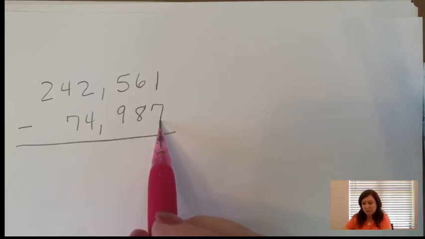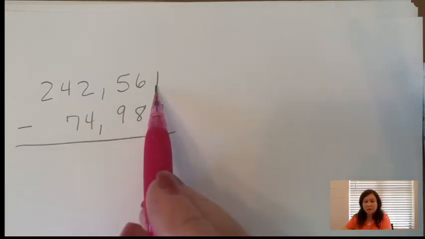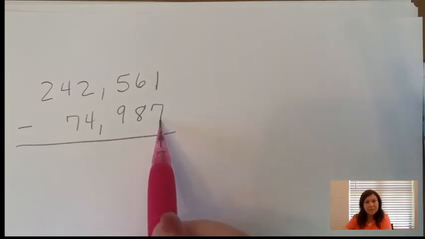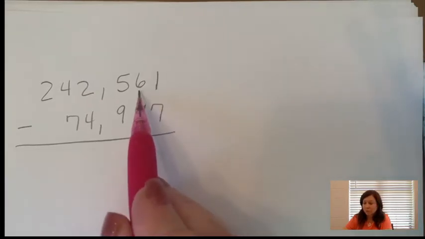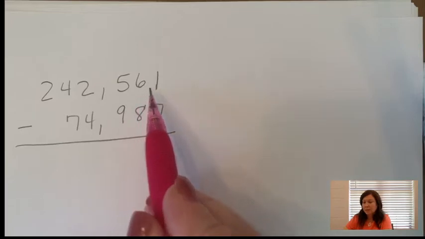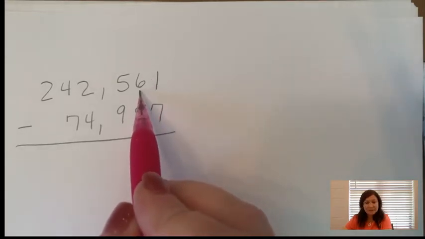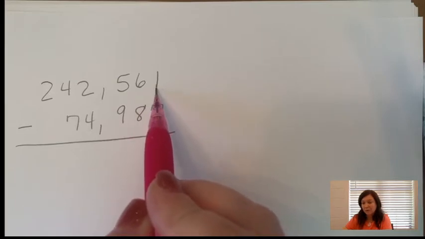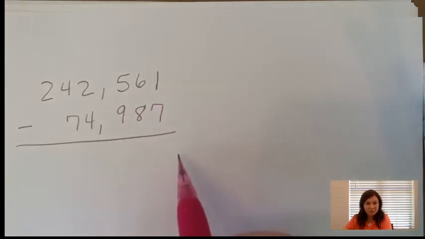No, we do not, do we? Because we only have 1 ones in the top number and we have 7 ones in the bottom number. So that means we're going to have to go over to our tens column and we're going to have to unbundle, or decompose, some of our tens so that we can add them to our ones and then we would be able to subtract.